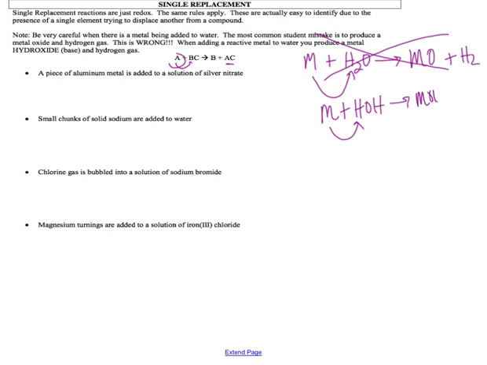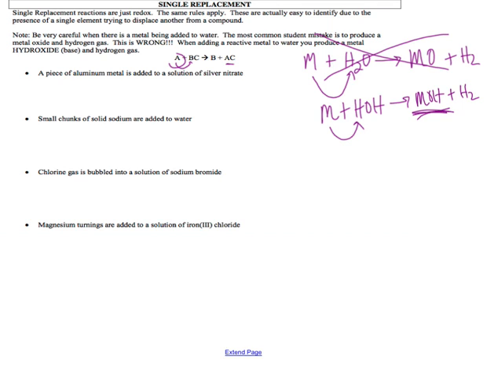Your metal hydroxide plus hydrogen gas. So anytime you add a metal to water, you make a base and hydrogen gas. You make a hydroxide and hydrogen gas. You just have to remember that, okay? So be careful. Don't make an oxide.